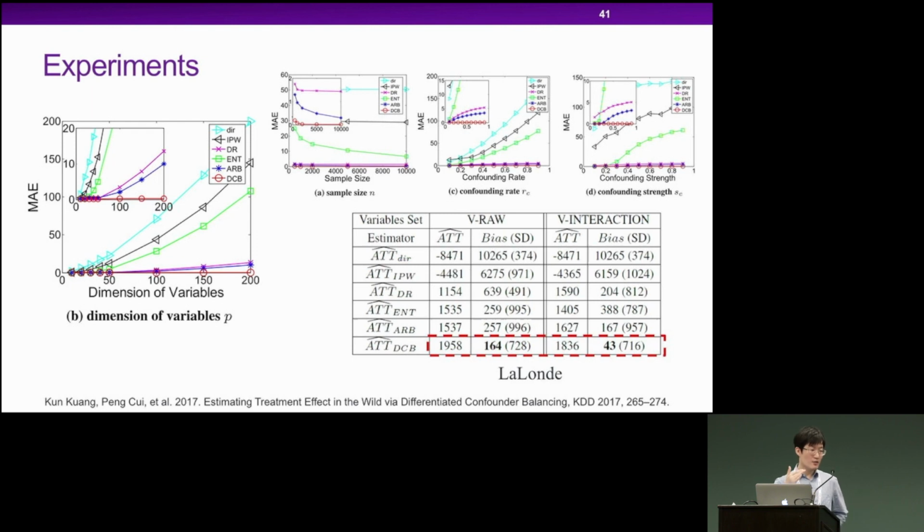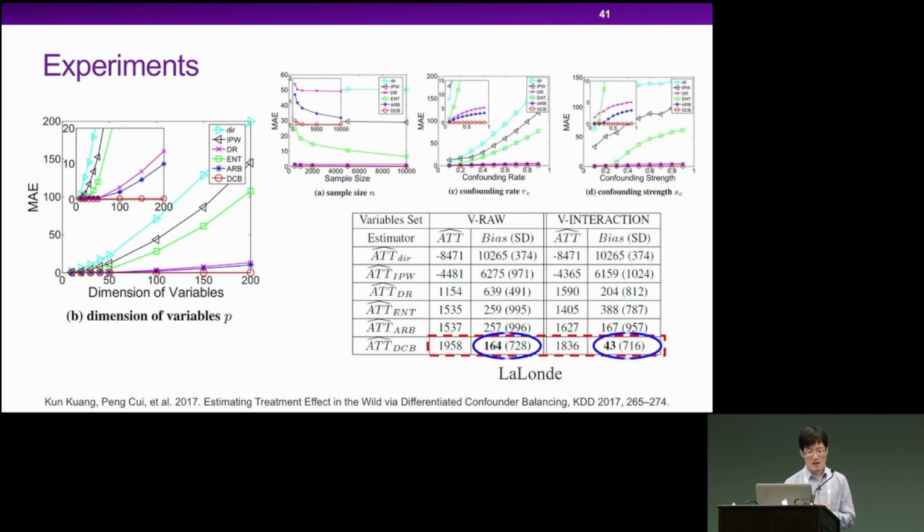We can see that if you try to differentiate different confounders and their weights, and also try to identify which variables are the true confounders, then you will have better results on the ATT estimation. Okay? So that's the result.